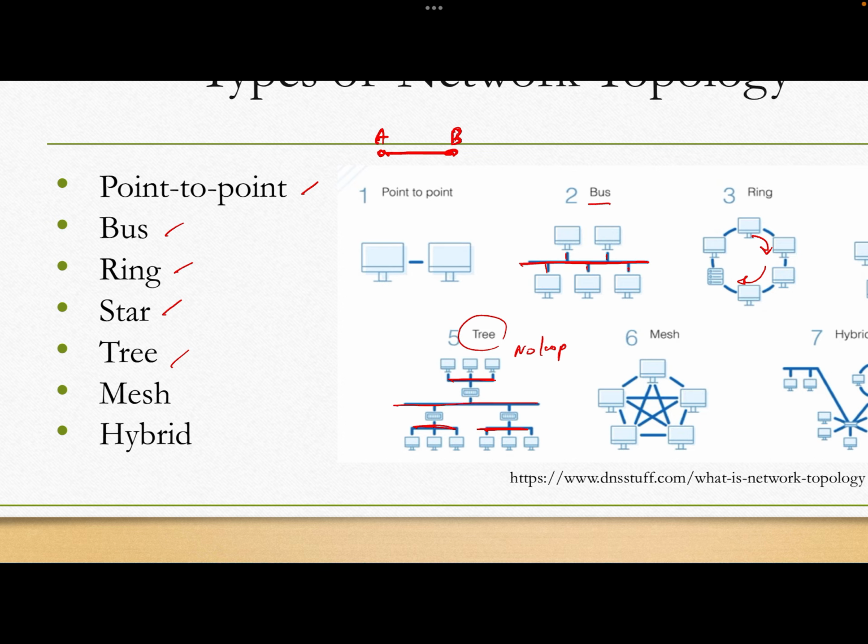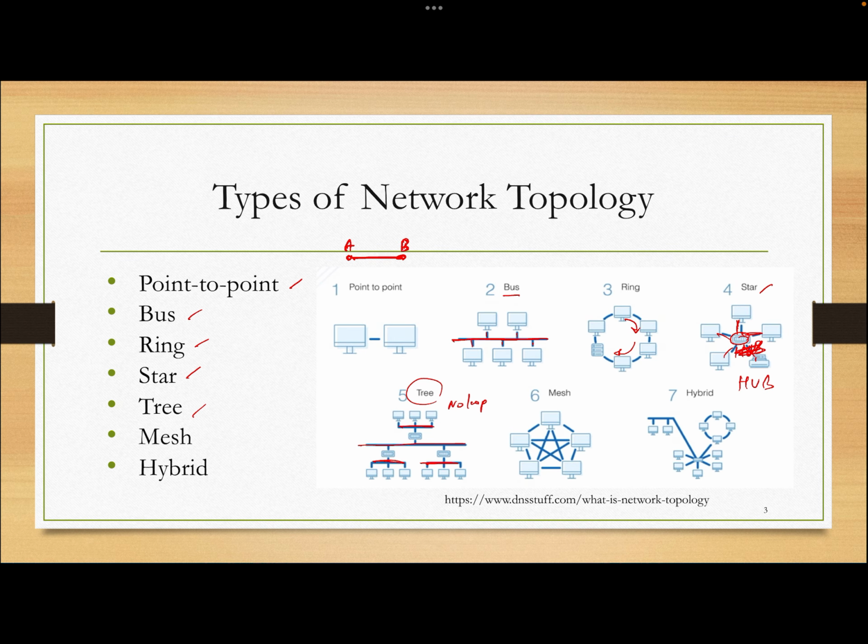So we have a bus, and then we have many buses connected together like this. Then we have the mesh.